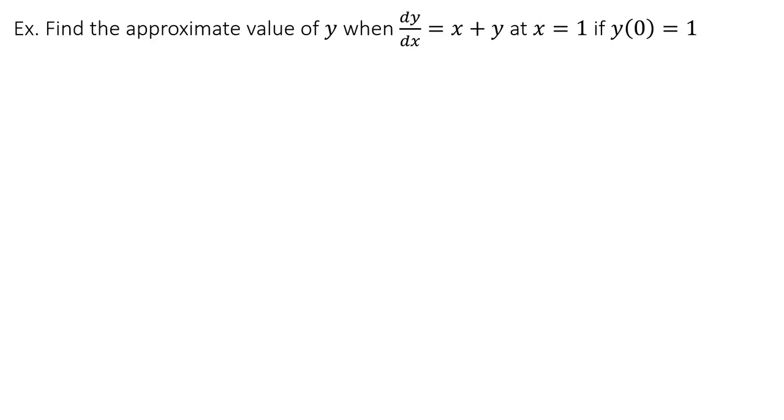Hello students, in this video we will solve one example using Euler's theorem. So we have to solve this differential equation dy by dx is equal to x plus y at x is equal to 1, where y at x is equal to 0 is given as 1.